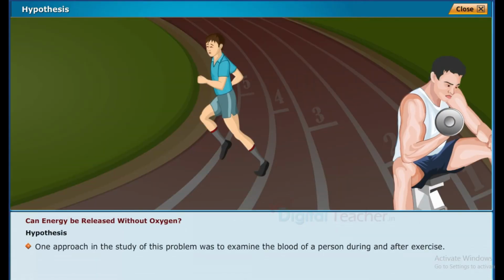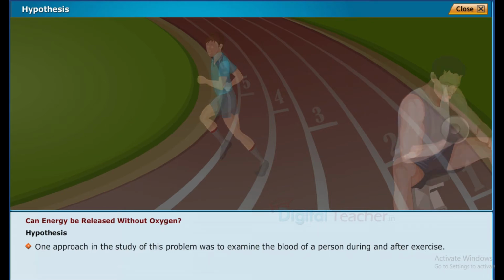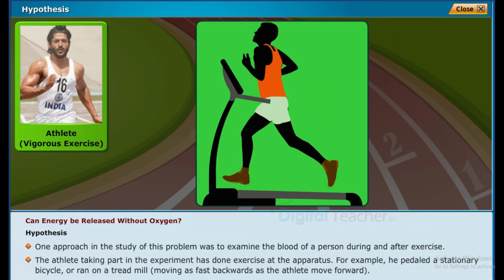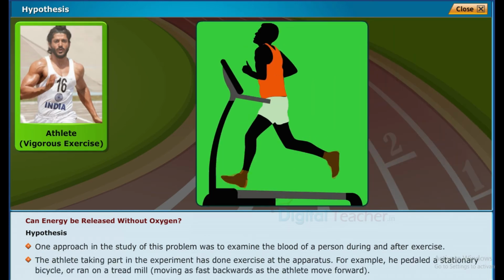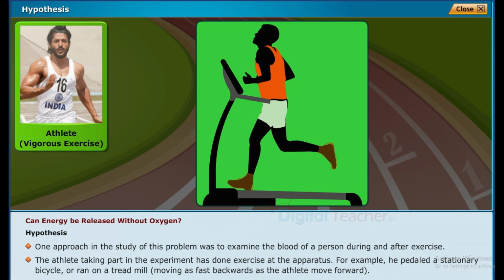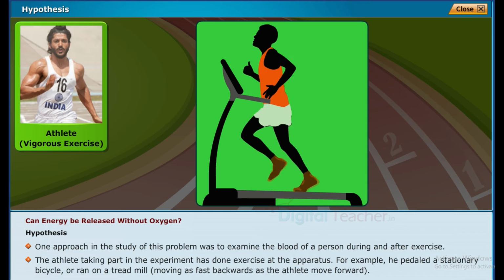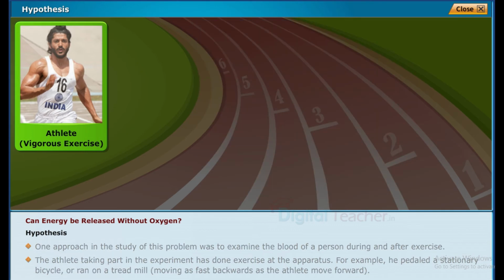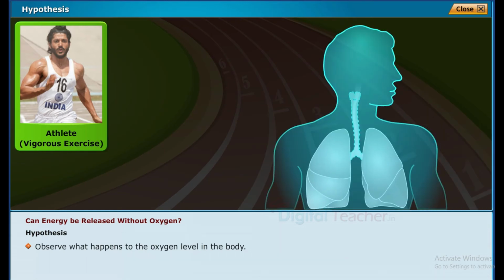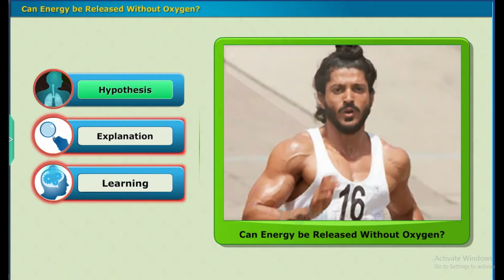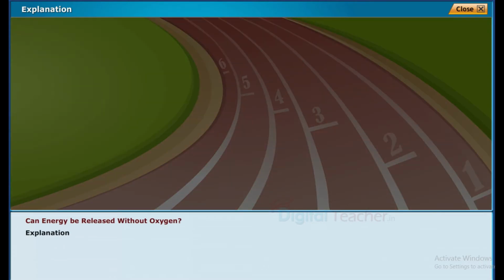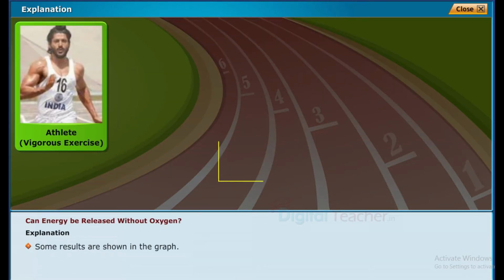One approach in the study of this problem was to examine the blood of a person during and after exercise. The athlete taking part in the experiment did exercise on an apparatus. For example, he pedaled a stationary bicycle or ran on a treadmill, moving as fast backwards as the athlete moved forward. Observe what happens to the oxygen level in the body. Some results are shown in the graph.